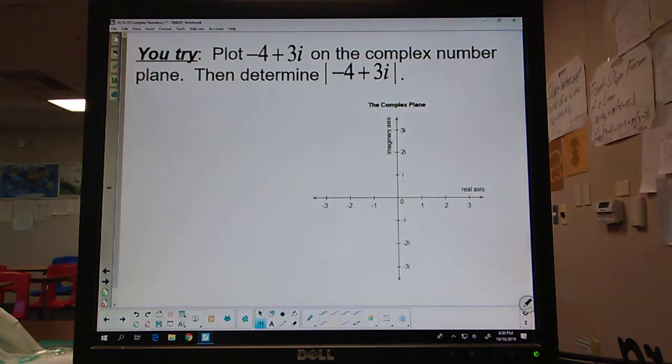All right, pause the video and see if you can do 2 things. Can you plot negative 4 plus 3i on the complex plane and then determine its absolute value?